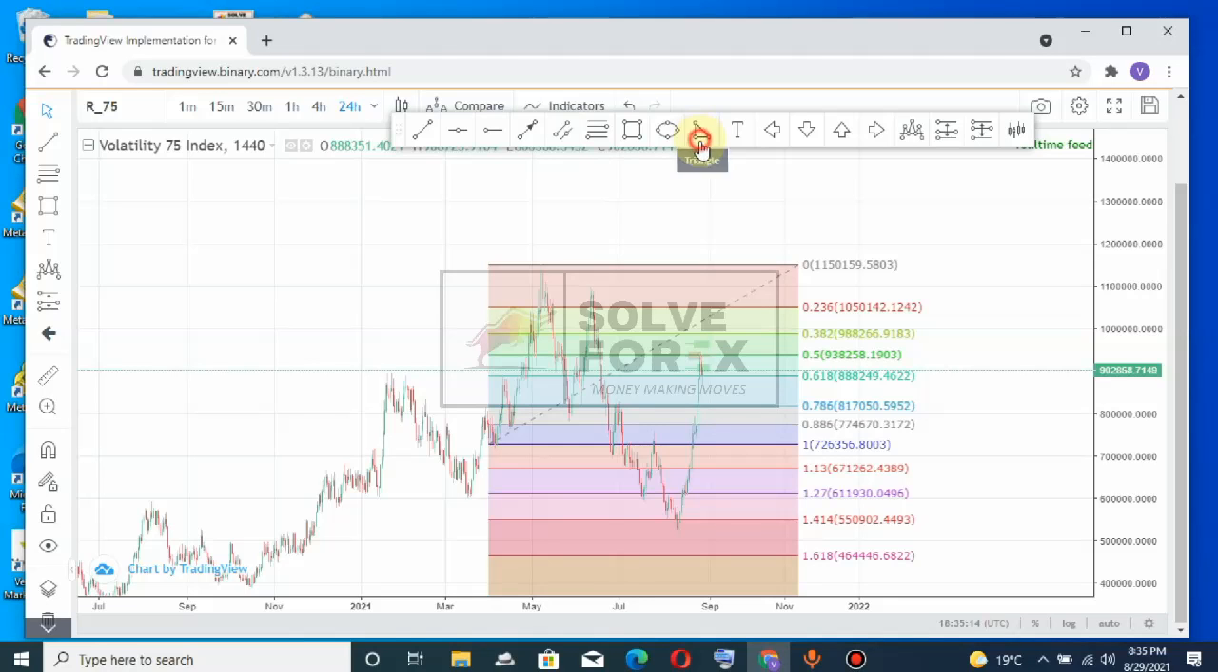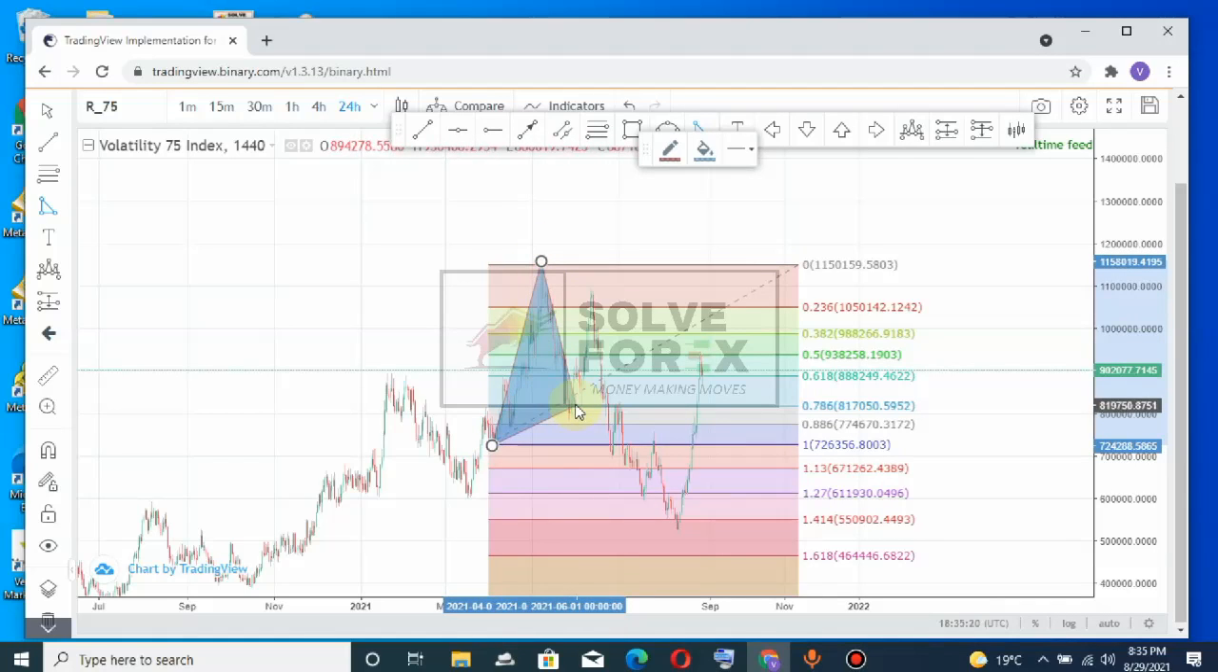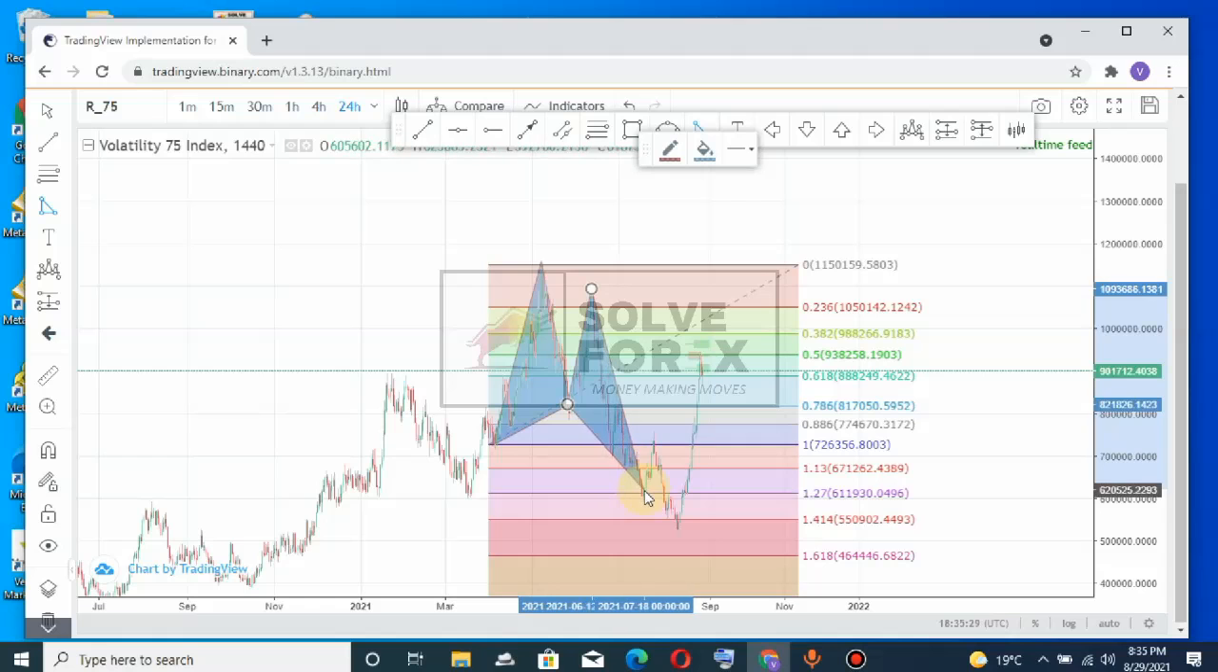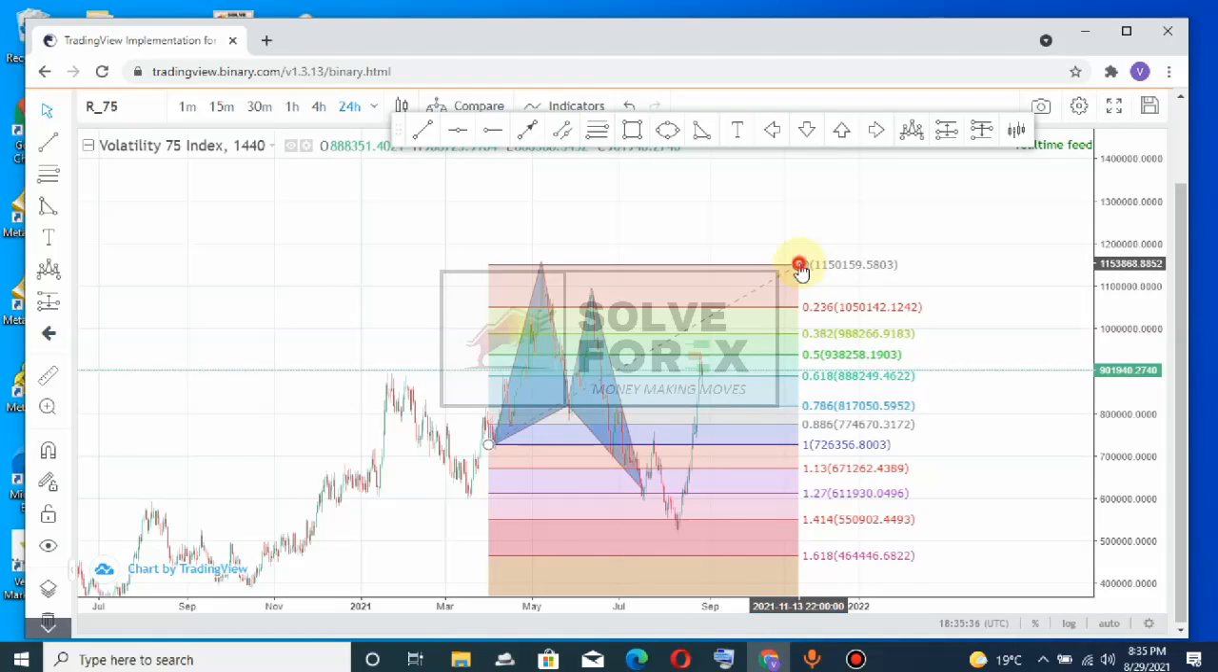Okay, we take our triangle from this point to that one, comes back to 786, which is our B point. We take another triangle from this point, going up to C point, all the way to 127. That's where you're gonna get your patterns on 127. That's when you're gonna get your entries, guys.